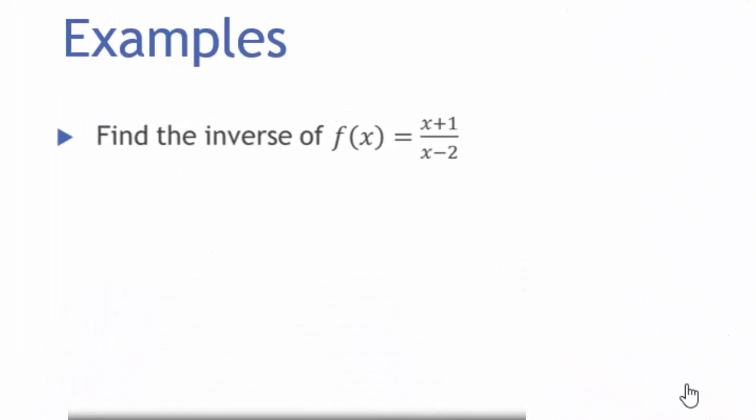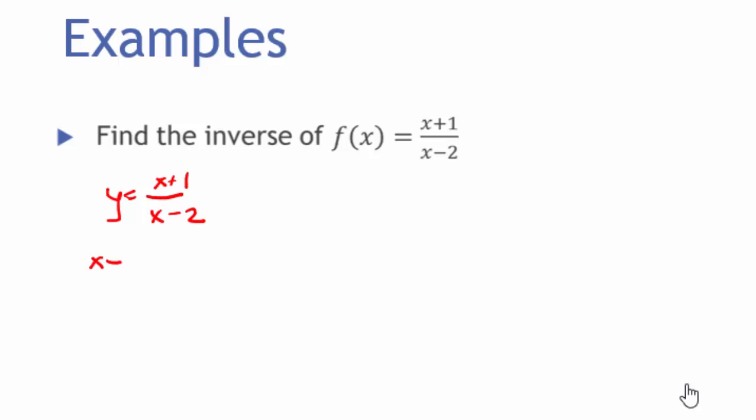So let's take a look at a specific example. Find the inverse of f of x equals x plus 1 over x minus 2. Now this one is not nearly as obvious as the one I wrote on the previous slide. We're actually going to need to go through our steps. So if we start off with y equals x plus 1 over x minus 2, we want to solve this in terms of x. So first I need to get rid of those fractions. So I'm going to have x minus 2 times y equals x plus 1.